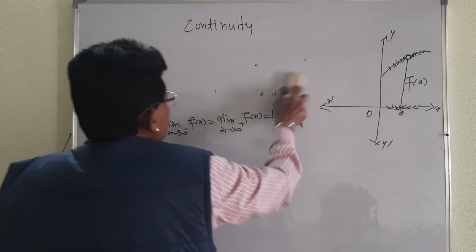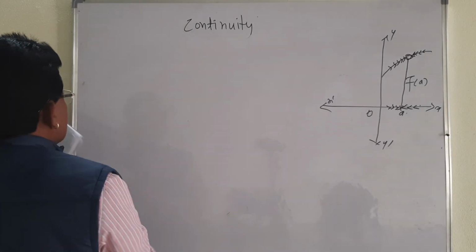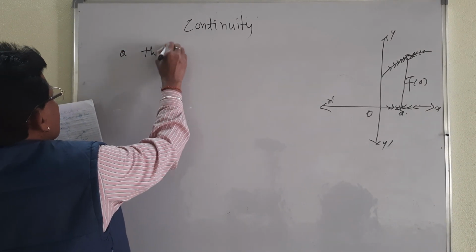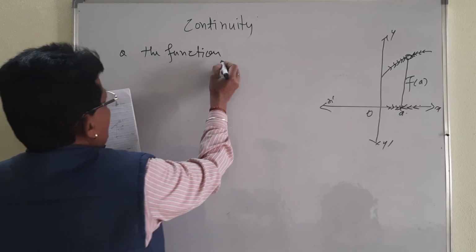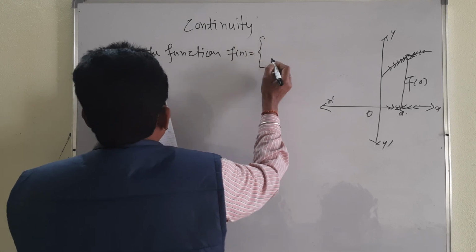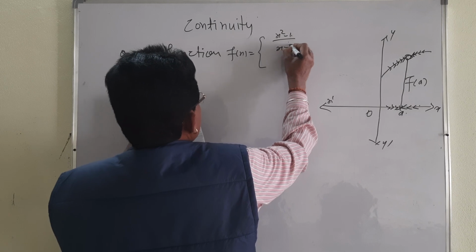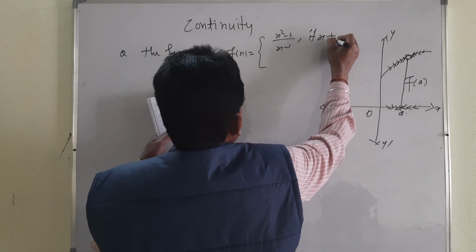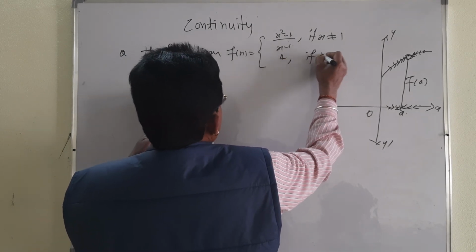Removable discontinuity. Let me take the question. See, what may be the question? The function. See the function f(x). I am going to write the function f(x). That is (x square minus 1) upon (x minus 1), and the condition is if x does not equal 1. And the next condition is if x is equal to 1.